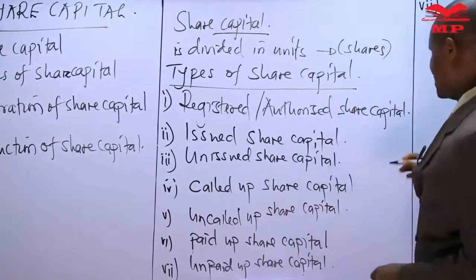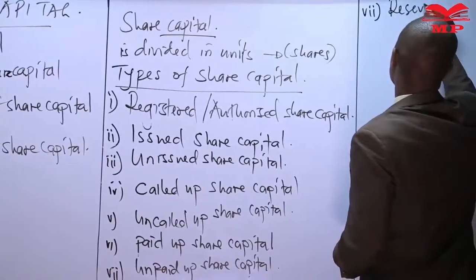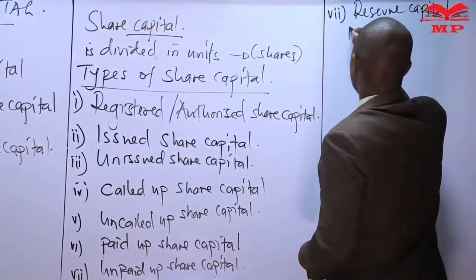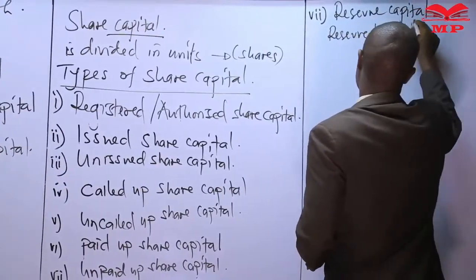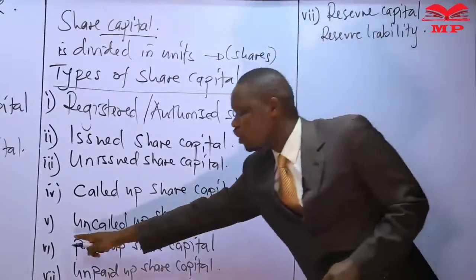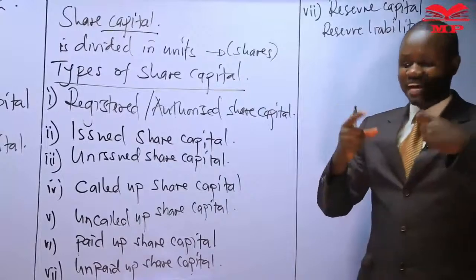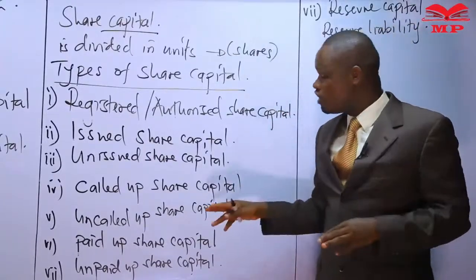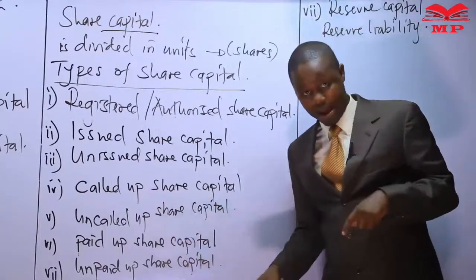Now, class, we have some very special category of the uncalled up share capital that we refer to as the reserve capital, also known as reserve liability. It is a portion of the uncalled up capital that the company, by a special resolution, resolves that they will not be calling except in the case of a winding up.